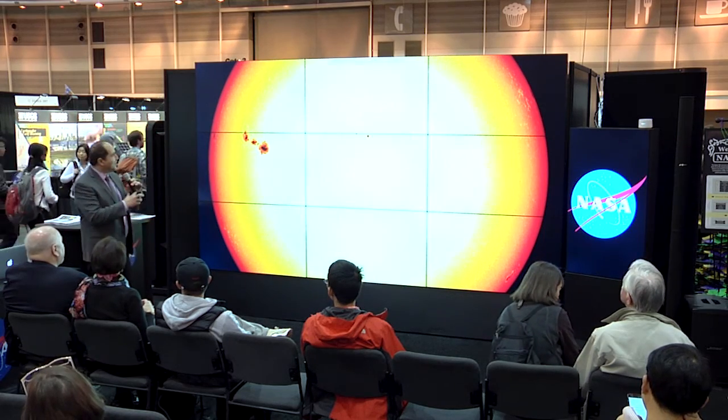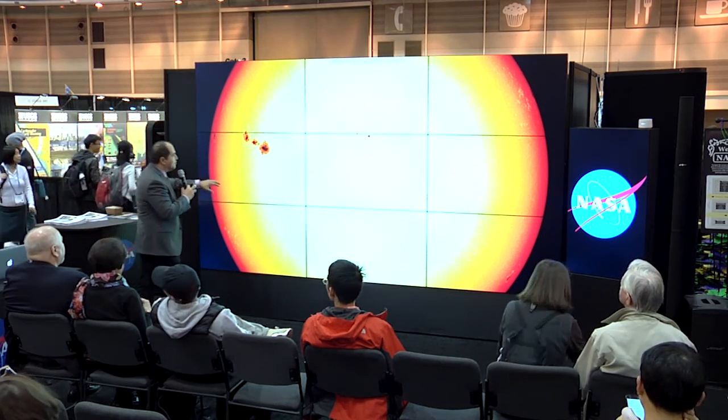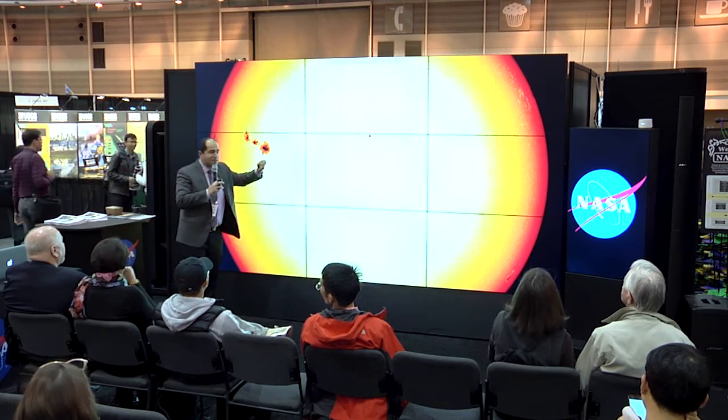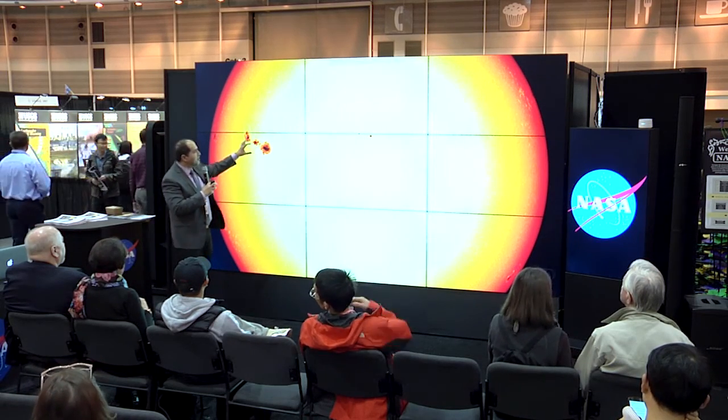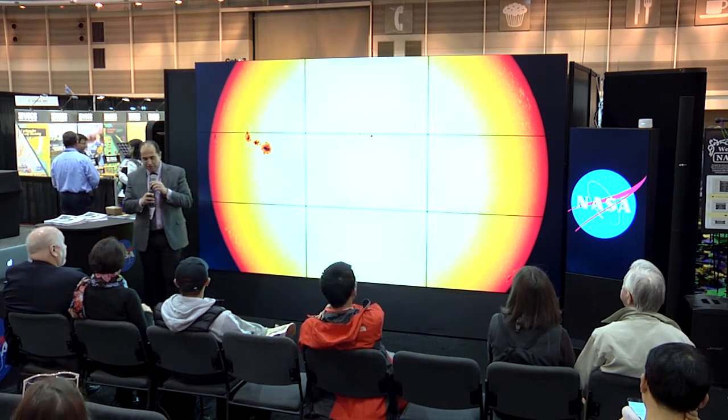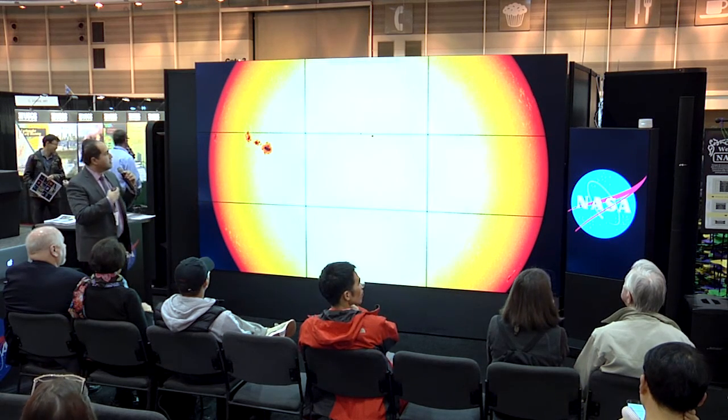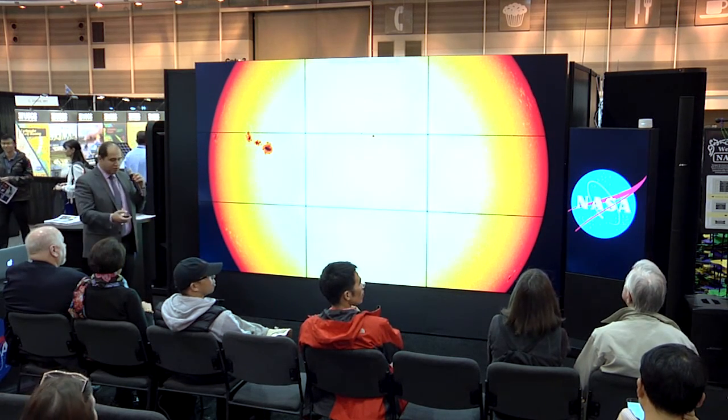No. Okay. You can see the activity here with the granules in the sun and the sunspots, and this is where the sunspots are, the active region. And this is the image that we see in the visible wavelength.